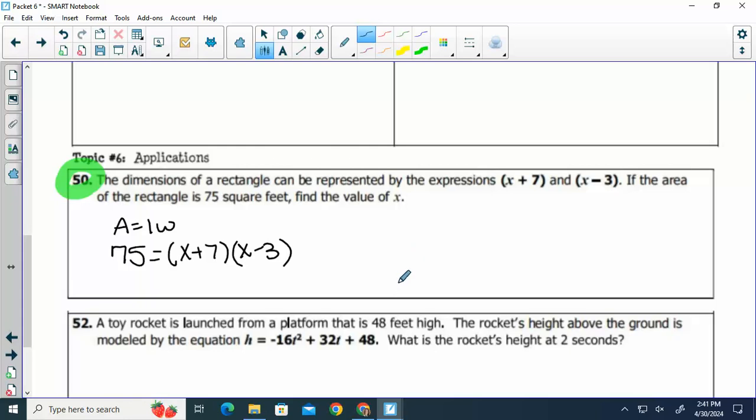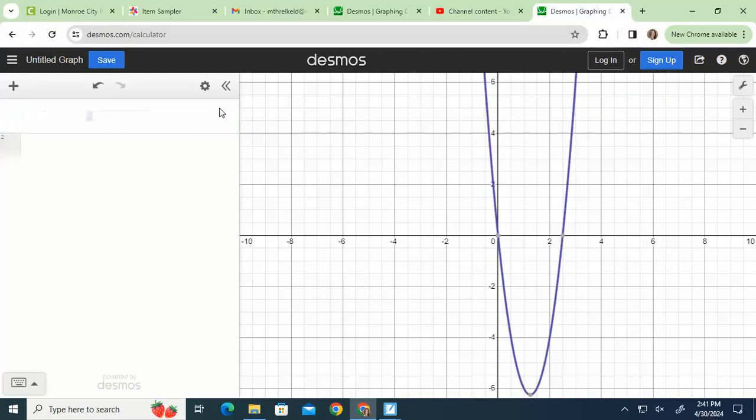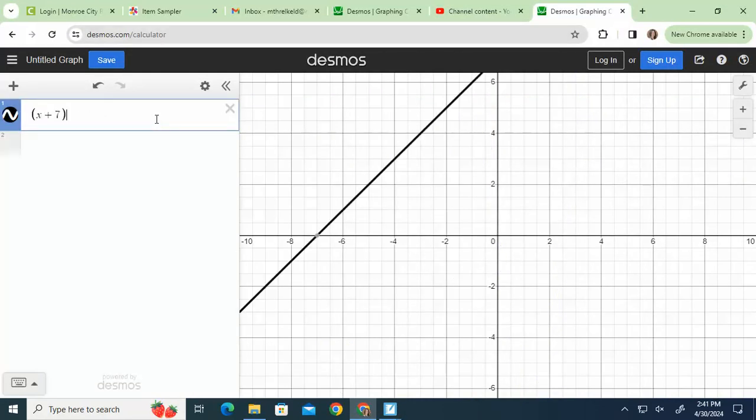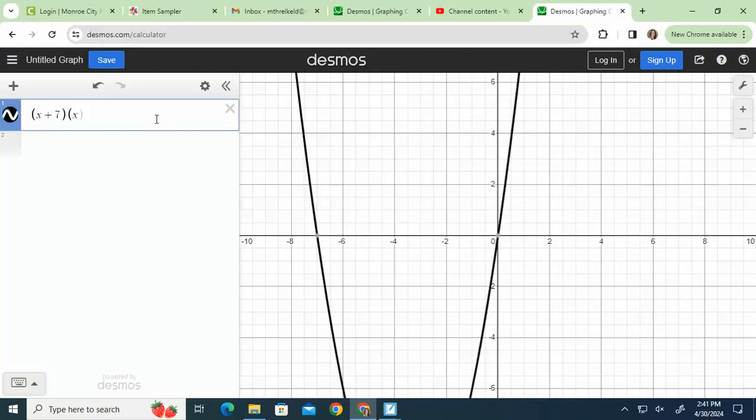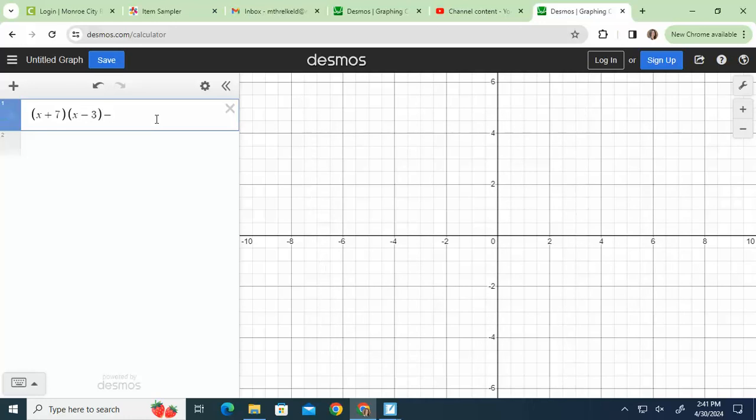All right. So we can work all this out. If we want to be able to use Desmos, what would I have to do at least? What did we do on the last one? We had to make it equal 0 first. What would happen? Let's see. If we just subtract over that 75. Let's see if it'll graph it for us. So we have x plus 7 times x minus 3 minus 75.